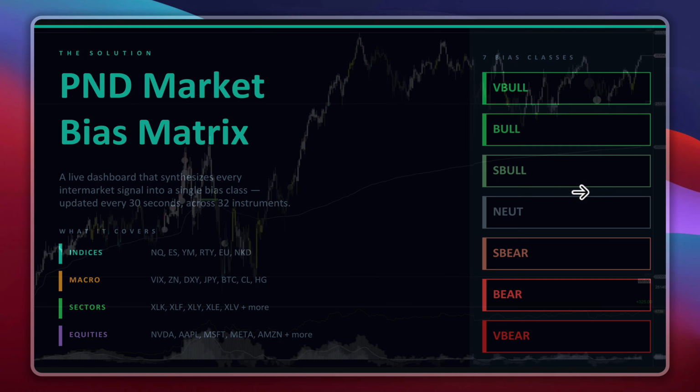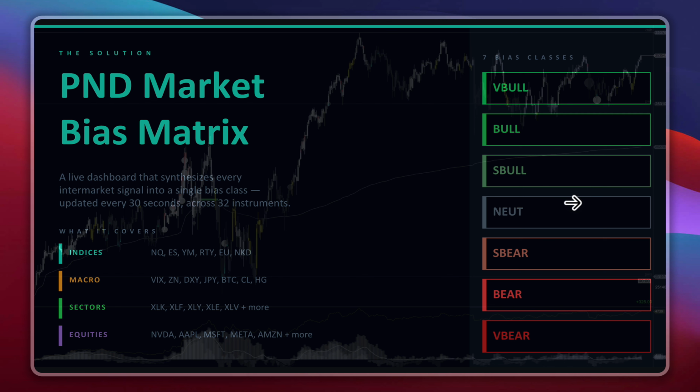That's where we built this market bias matrix, which looks at what's happening with the top indices, the key macro instruments, all the sectors that we should care about, and our top equities. The idea is that it would score and look at all these sections independently, see how they're doing, and then have some formulas built in that say, okay, for these different sections, what does that mean for NQ?